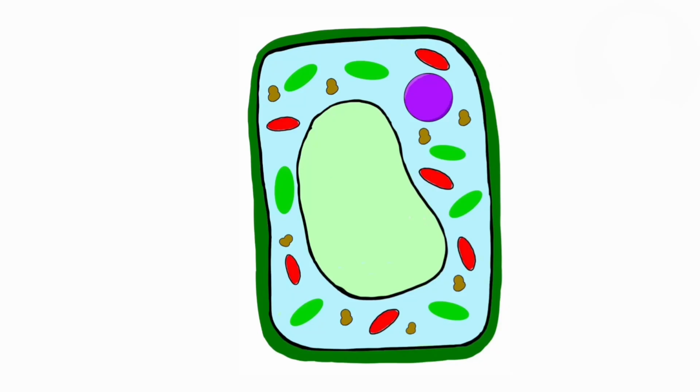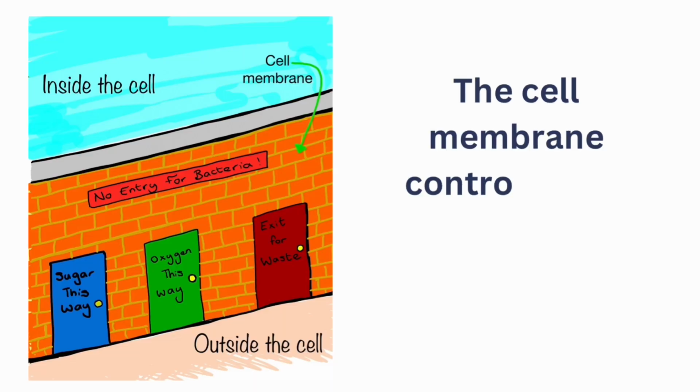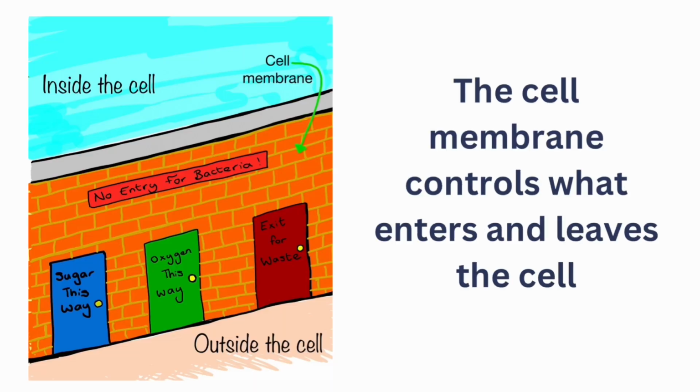So here's a picture of a typical plant cell. Let's look at what's inside it. Think of a cell as a bag full of liquid. The bag that contains the liquid is called the cell membrane. And the cell membrane controls what enters and leaves the cell.